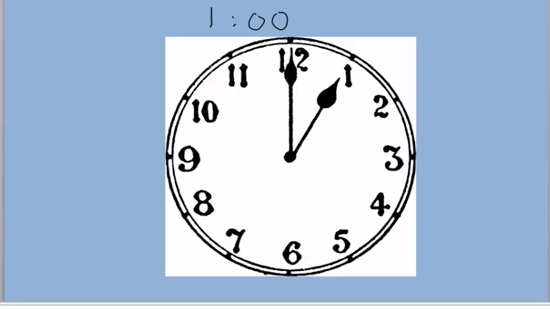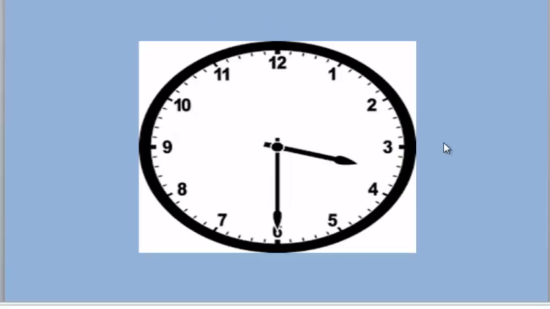Okay, let's take a look at another example. First step, look at the hour hand. The hour hand is pointing towards 3. So I will write this as 3. Now I will look at the minute hand. Minute hand is pointing towards 6.